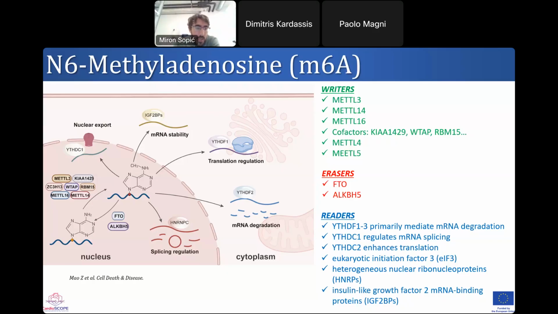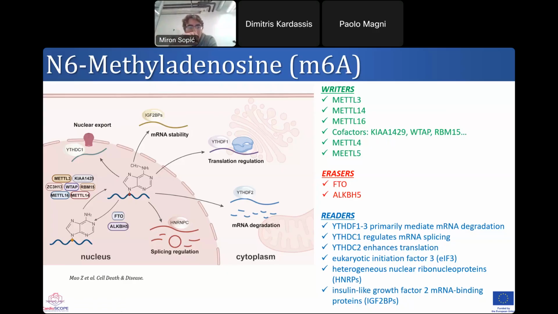METTL4, I think Yael gave us a wonderful presentation of her work, is more important for small RNAs. When it comes to erasers, those are the enzymes that destroy or remove this type of modification. And in the case of RNA modifications, there are only 2 so far, or these are the ones that are mostly mentioned, which are FTO and ALKBH5.